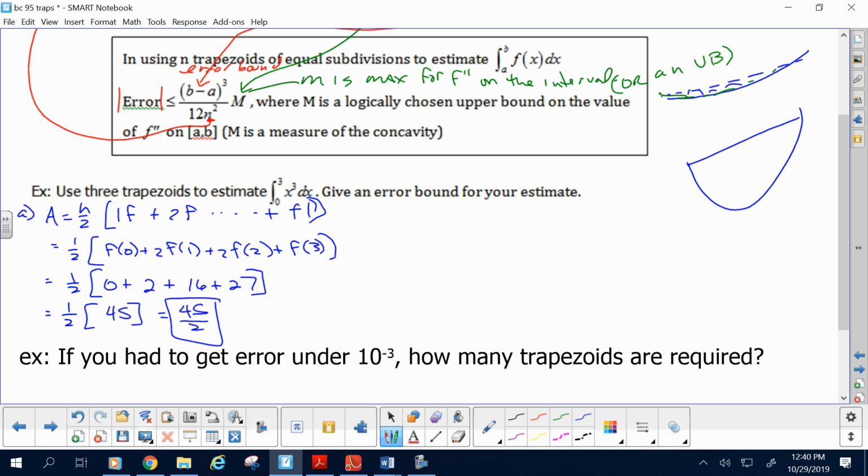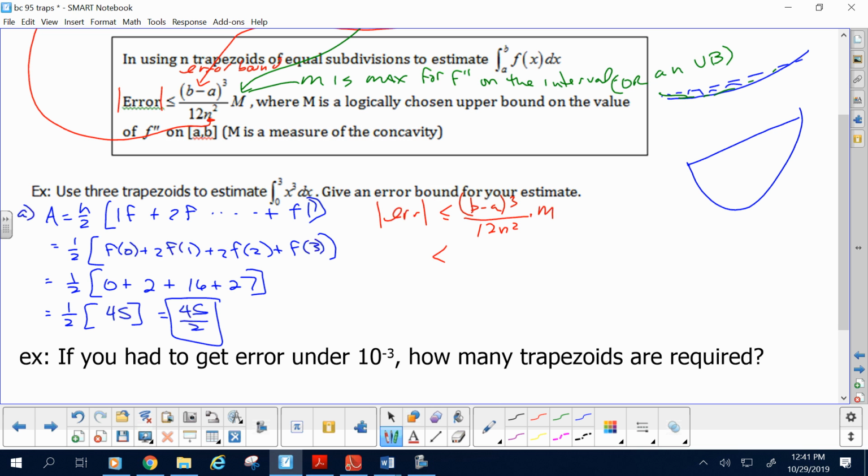Did you get 45 over 2 for an estimate? Okay, cool. All right, let's talk about the error bound part now. The error, without respect to sign, you know, obviously we are going to know if it's an overestimate or an underestimate if I look at the second derivative, but we typically just say the error without respect to over or under is less than or equal to (b minus a) cubed over 12n squared times M.